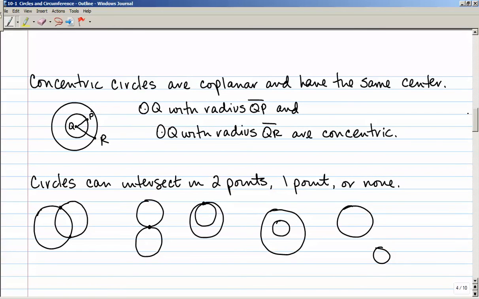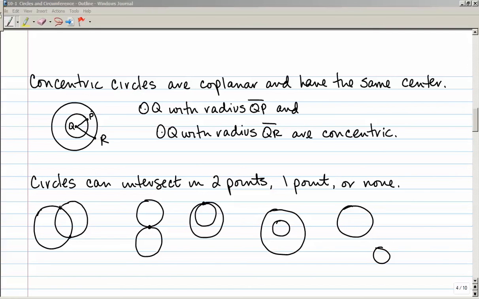Concentric circles are coplanar and have the same center. So circles that are in the same plane, in this case the plane of the computer screen, and they have exactly the same center. So circle Q with radius QP and circle Q that has radius QR are concentric circles. They share the same center.